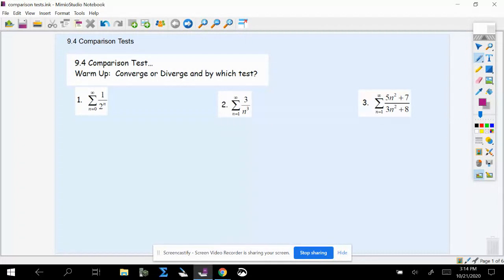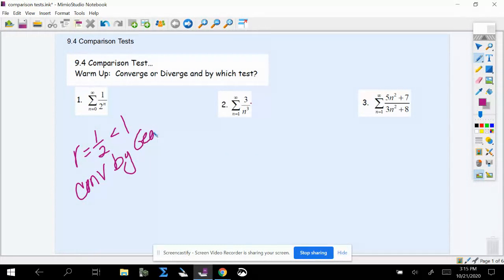So first to start, just a quick recap of some of the tests that you've already done. For the first one, these are all looking at things that we used over the course of the first 3 sections. The first one is an example of a geometric series. It's a geometric series where your ratio is a half, which is less than 1. So this one would converge using the geometric test.